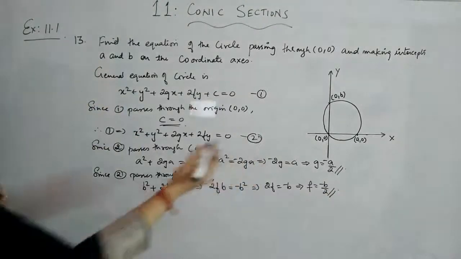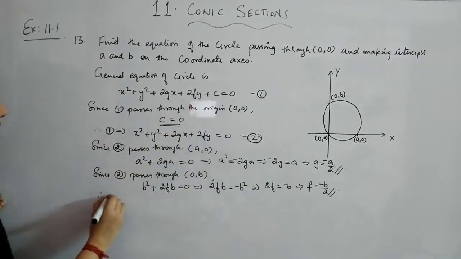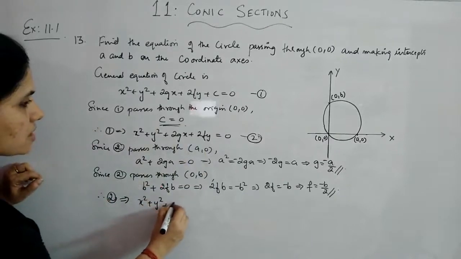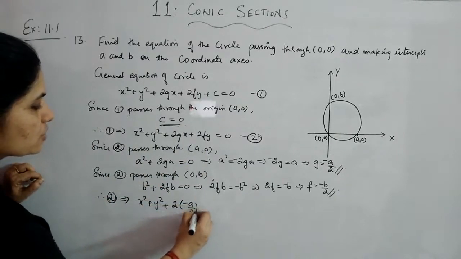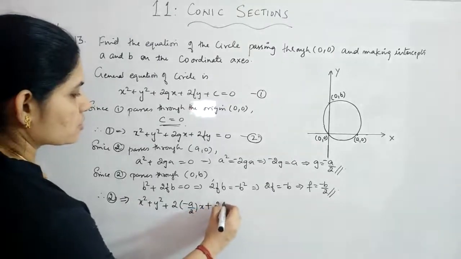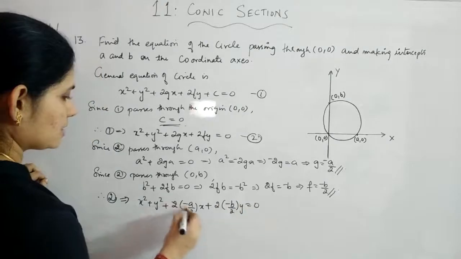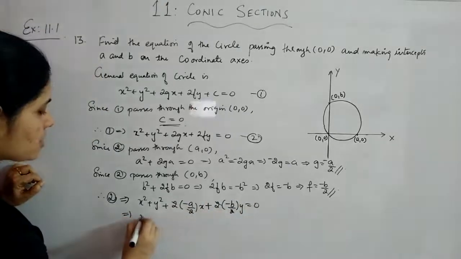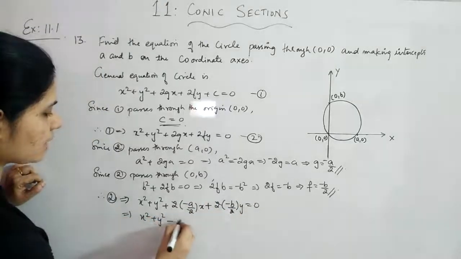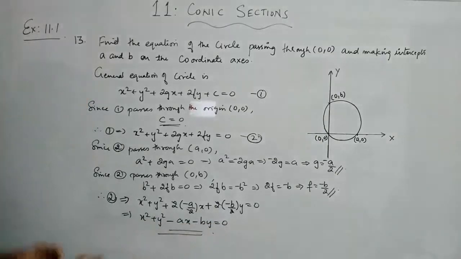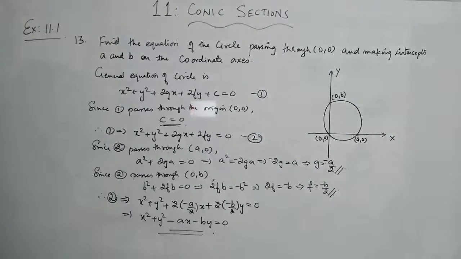So replacing the values of g and f in equation number 2, it becomes x square plus y square plus 2 into g, which is minus a by 2, into x, plus 2 into f, which is minus b by 2, into y, equal to 0. That is, you will get x square plus y square minus ax minus by equal to 0. This is the equation.